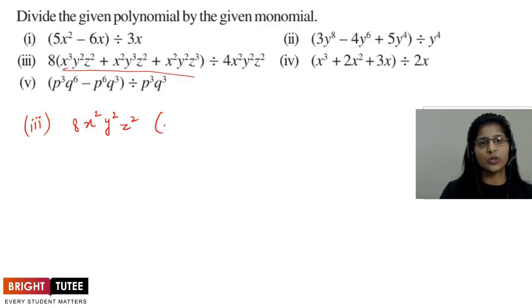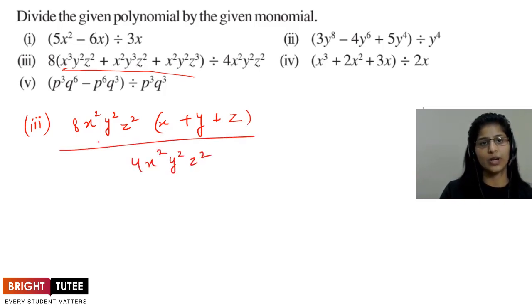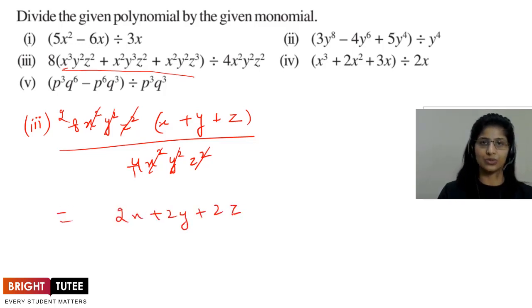Out of x cube, only x will be left, x square is taken out, y square is taken out, z square is taken out, so only x is left. Plus, here x square and z square are out, y square is out, so only y is left, and in the third, only z is left. This whole is to be divided by 4x square y square z square. 4 ones are 4, 4 twos are 8, x square, y square, z square are going to get cancelled. So we are left with 2x plus 2y plus 2z.